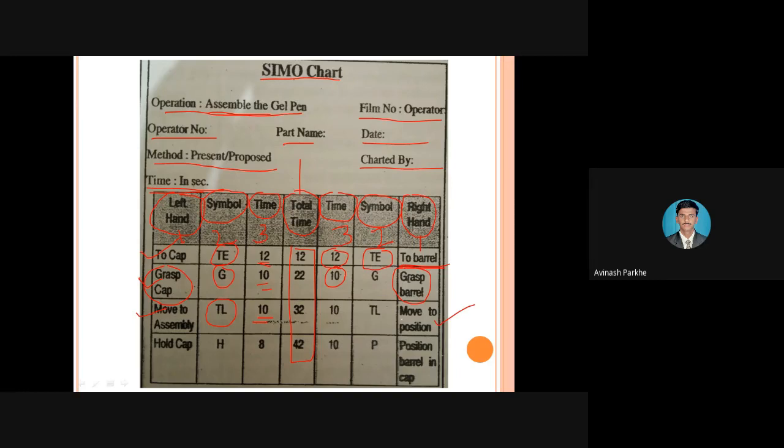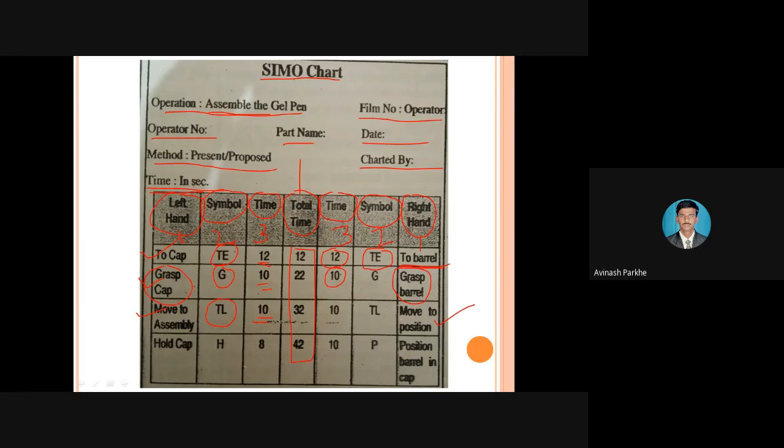If I have to go for the assembly, that barrel and that cap I have to keep in front of each other. Both should be coaxial to each other. Then and then only I can go for the assembly. If both are not coaxial to each other, then it is not possible to go for the assembly.